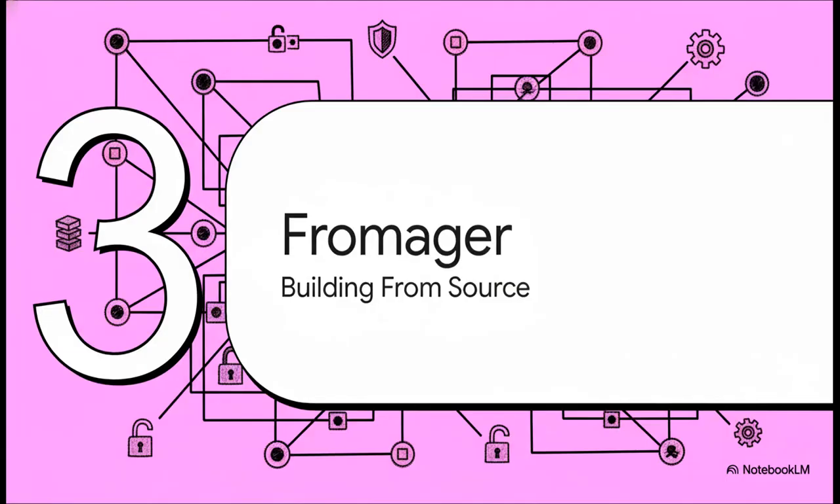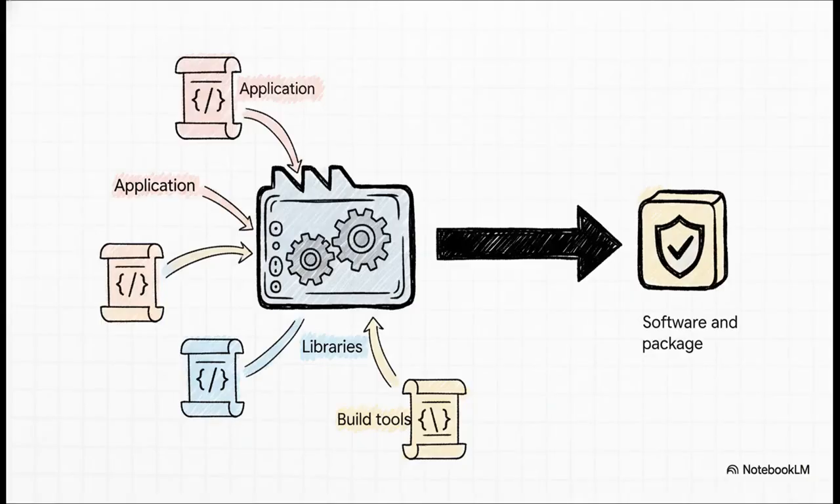Okay, so this all sounds great in theory, right? Dependencies are a graph. But how do you actually use that idea in the real world? Well, that brings us to a tool called Fromager. It's built from the ground up on this exact philosophy. It's designed to give developers a way to rebuild their entire software stack right from the source, leaving absolutely nothing to chance. Fromager's whole philosophy is pretty simple, but it's also kind of radical.